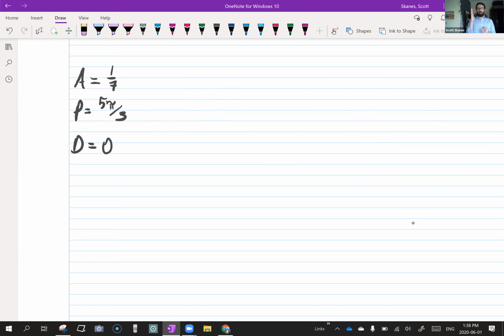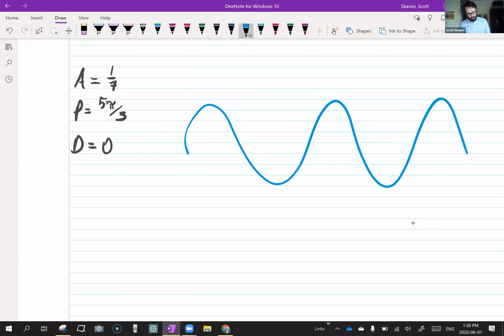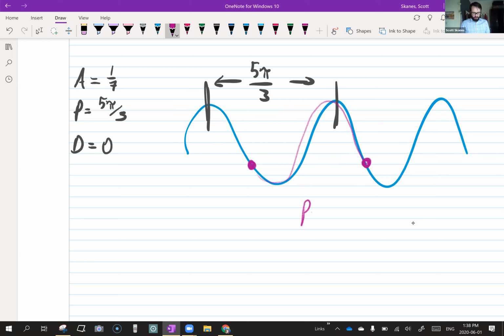Period means how far or how much time it takes to go from one peak to the next peak. So for example, if this was our function, from one peak to another, in this case would be 5π/3. That would be our period. That's the distance or the time it takes to get from those 2 points. Of course, you can do any 2 points as long as they're the same point. So here, this point would match this point over here, and that period would also be 5π/3 between those 2 points. All right, so this is the main idea.